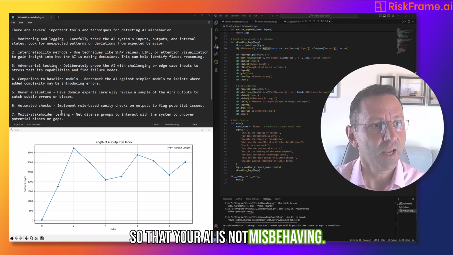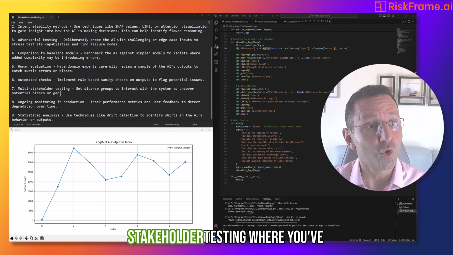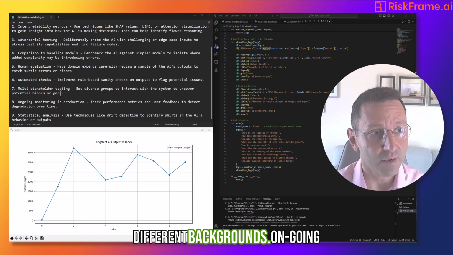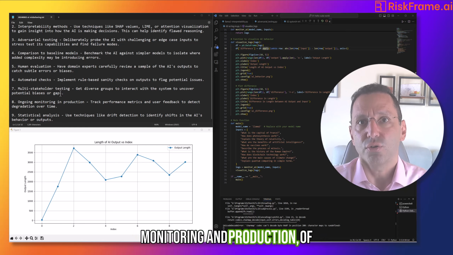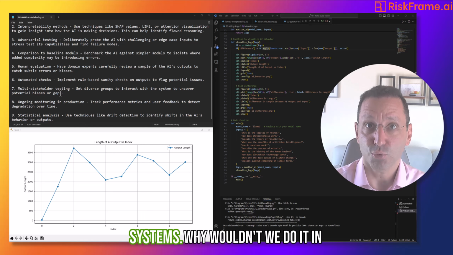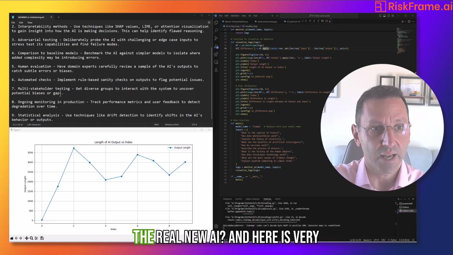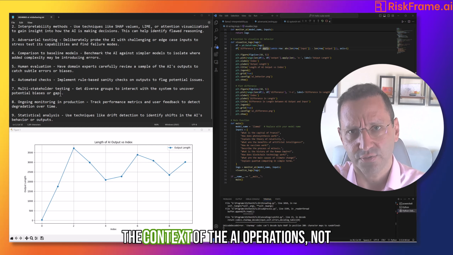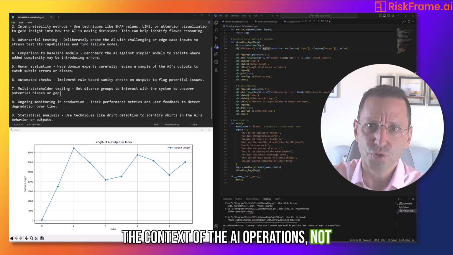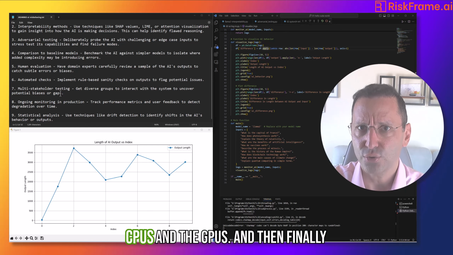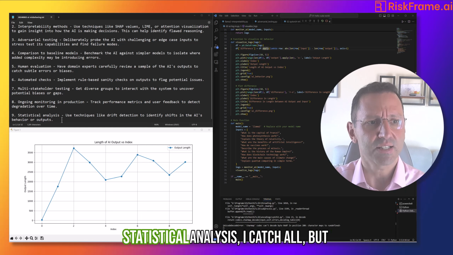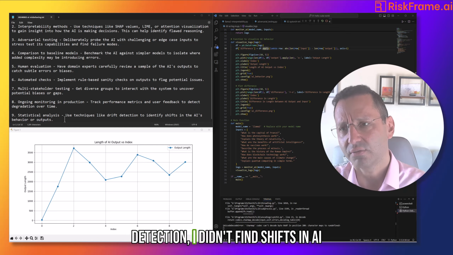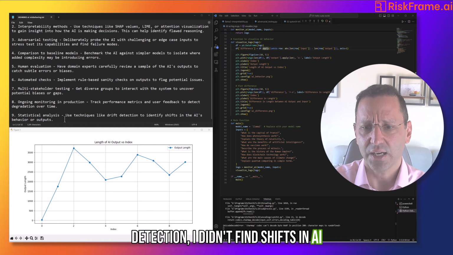And finally, three more: multi-stakeholder testing, where you've got different inputs from people of different backgrounds; ongoing monitoring in production. Of course, we do that for regular systems. Why wouldn't we do it in the realm of AI? And here it's very important to track the metrics in the context of the AI operations, not in context of just the servers and the CPUs and the GPUs. And then finally, statistical analysis, a catch-all when we're looking for things like drift detection, identifying shifts in AI behavior, and similar.